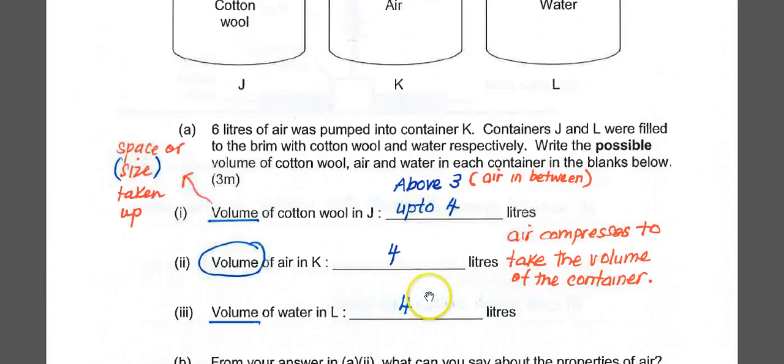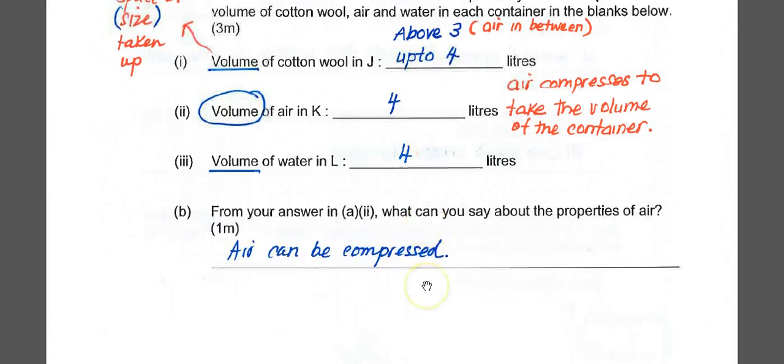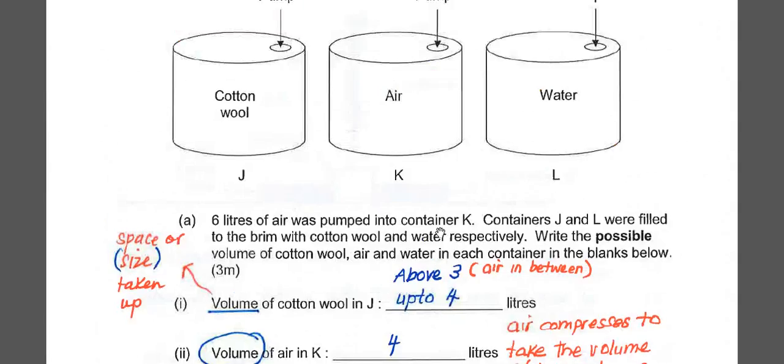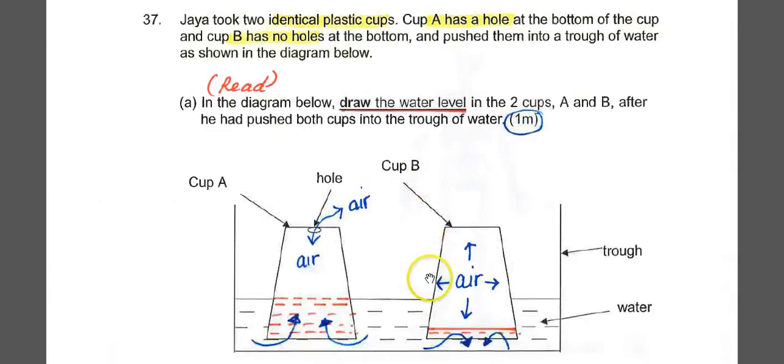Volume of water, because water has definite volume. Water has definite volume. It will remain 4 liters when it is fully filled. That's interesting, right? Now for the answers, number 2, what can you say about properties of air? Air can be compressed. Let's carry on.